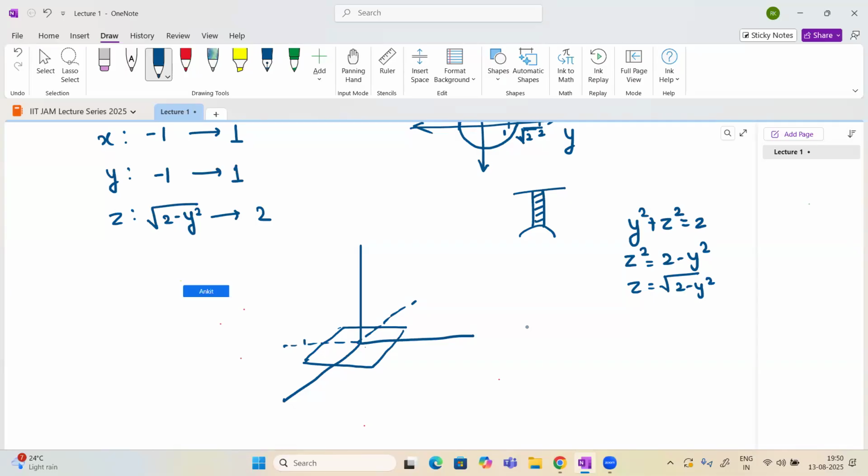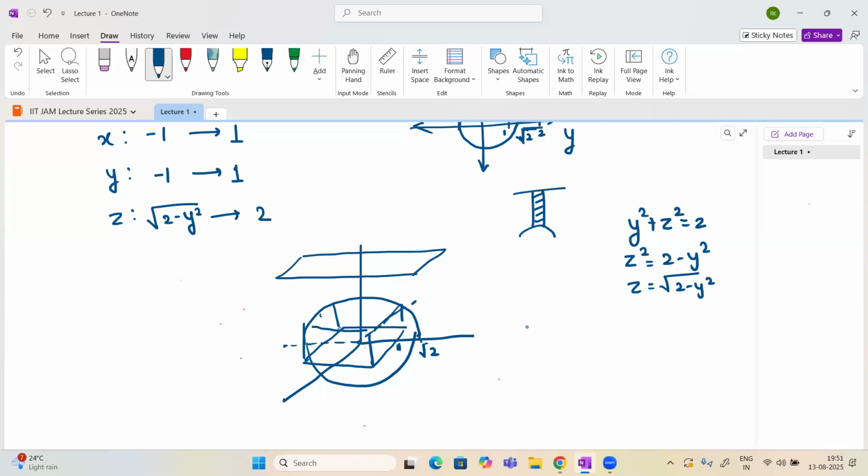If you talk about Z, we have a circle here. Actually, in the YZ plane, we have this kind of circle having radius root 2. Here y is equal to 1, so it will be more than that. And bounded above by z is equal to 2. This kind of plane you have. That means you need to consider the region which lies inside this box.